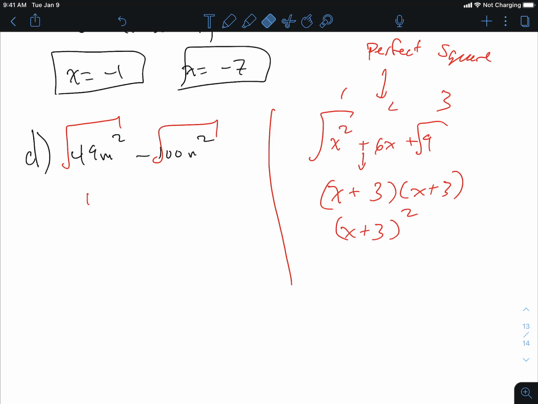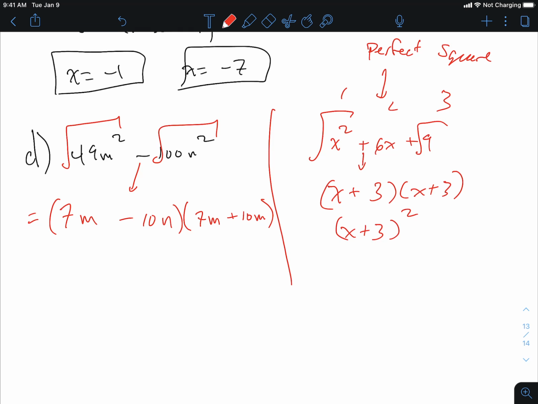Okay, so I'm going to square root the first and square root the last. Square root of 49 is 7. Square root of m squared is m. Then square root of 100 is 10. And n. You can take the sign from this one. But the reason why it doesn't have any middle terms is because they've canceled. So the other side must be 7m plus 10n.